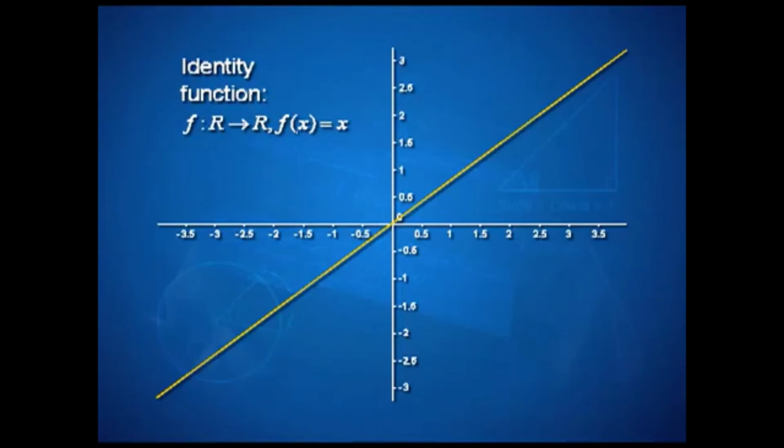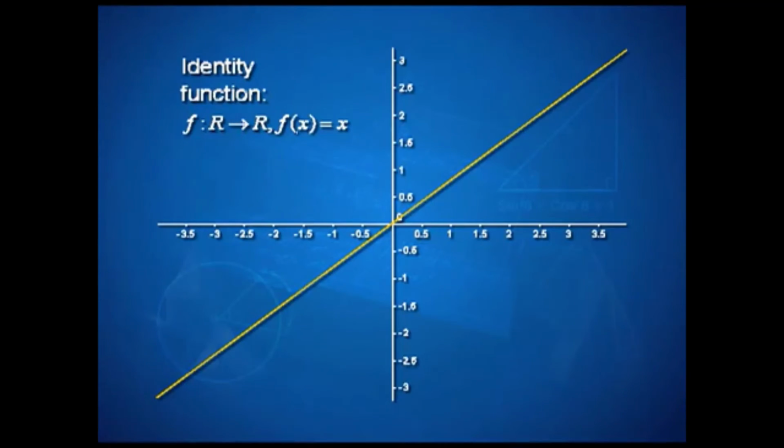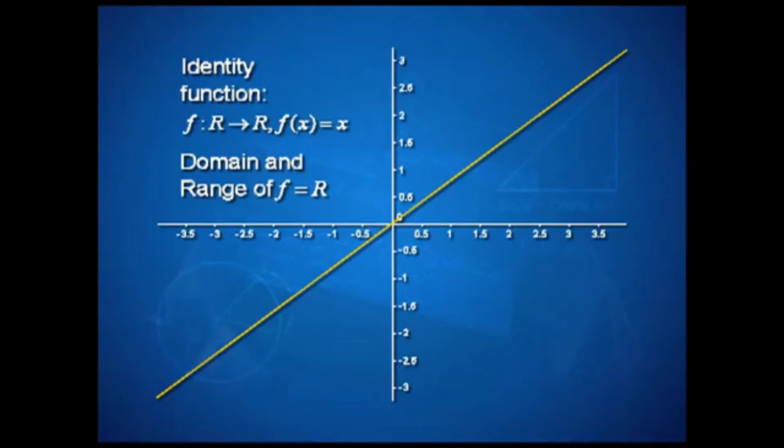Identity function is defined as a function from real numbers to real numbers, defined as f of x is equal to x. So, every number gets related to itself. When marked on the graph, it turns out to be a straight line. What is the domain of this function? All values that are coming from the set of real numbers can be processed by this function, and the output will be the same as what we have entered, and therefore domain and range are both real numbers.